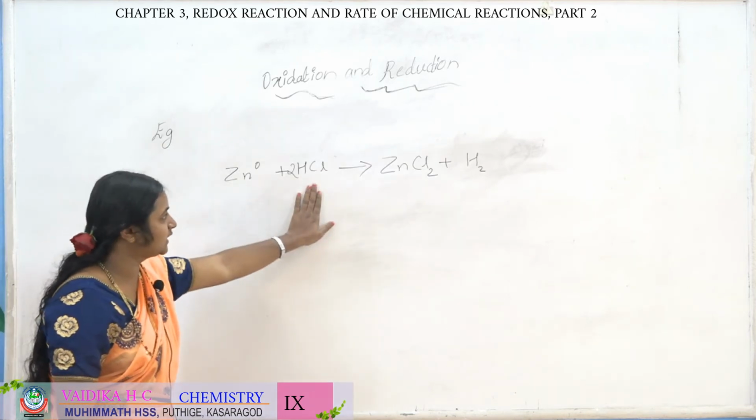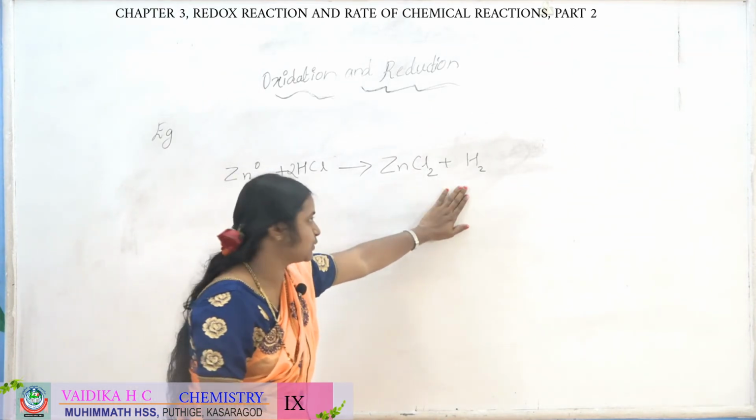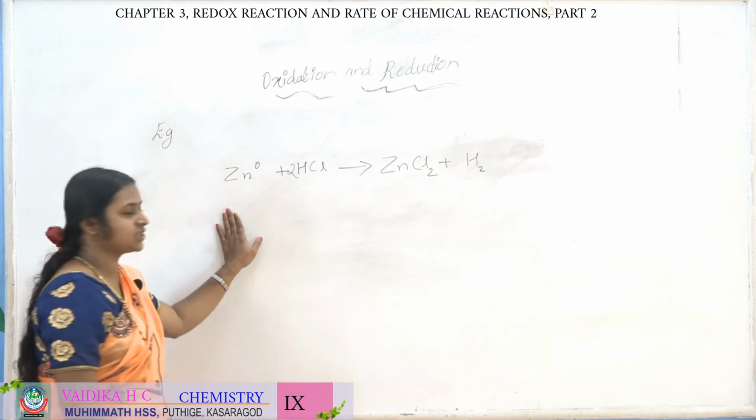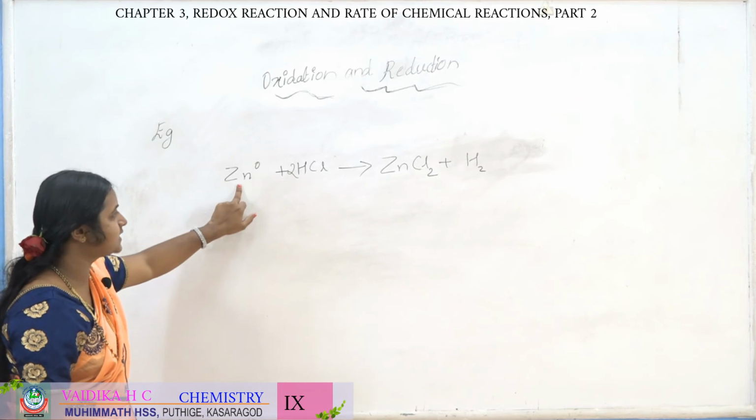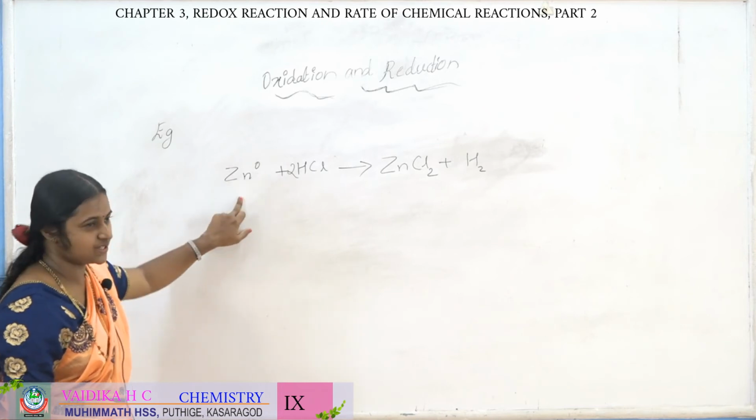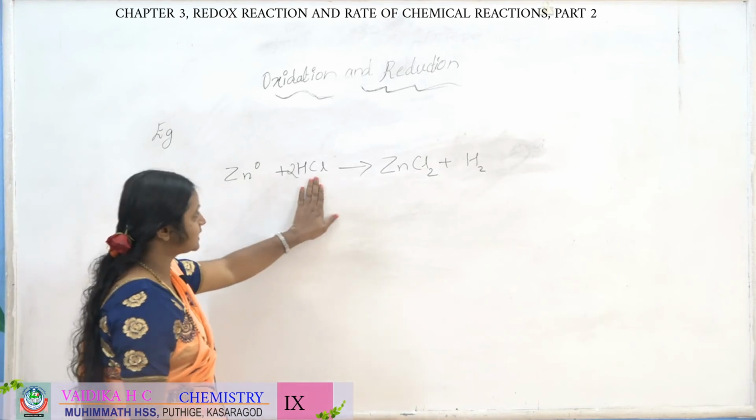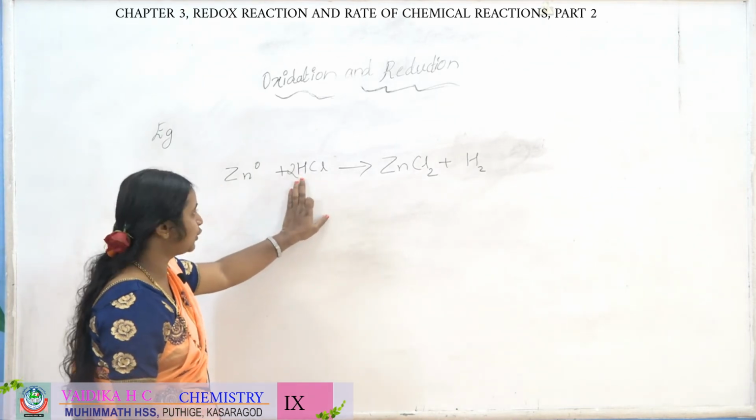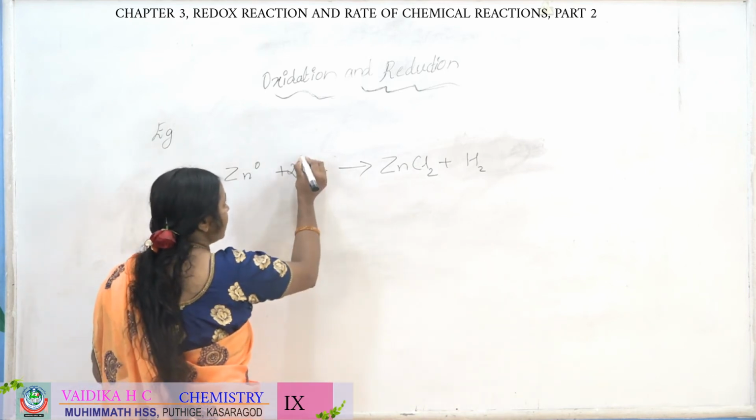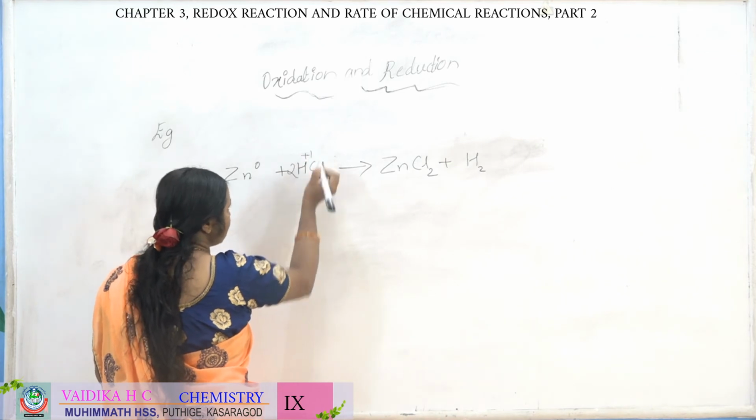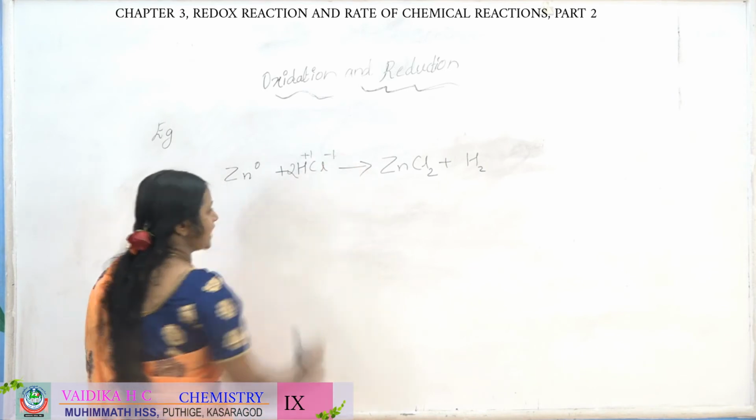Zinc reacts with hydrogen chloride, which forms zinc chloride and hydrogen gas. Let us see the oxidation numbers of the atoms present in this reaction. Here zinc will have 0 charge because it is in its atomic state. Next is HCl. It is a molecule, or a compound. So hydrogen will have what charge? +1, and chlorine will have -1 charge, right?